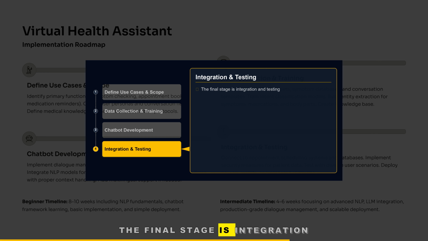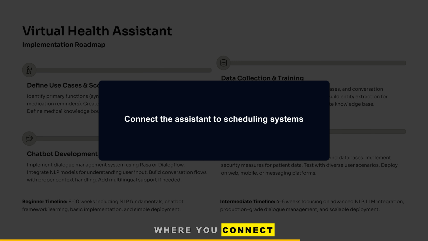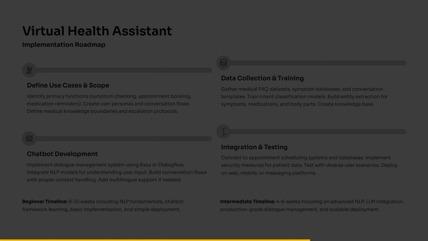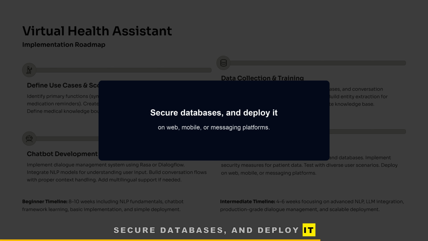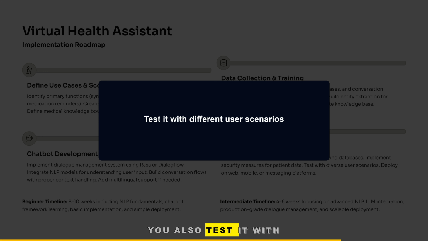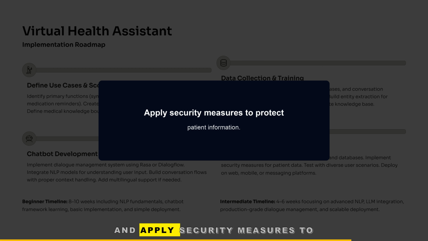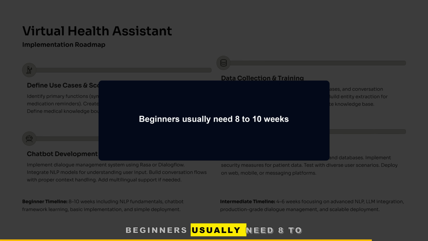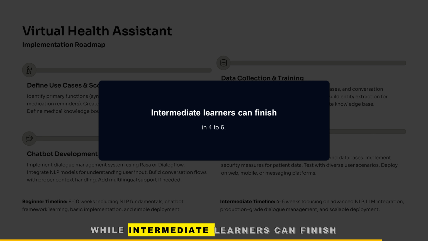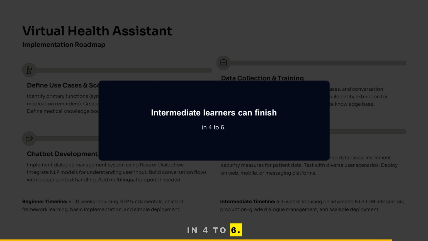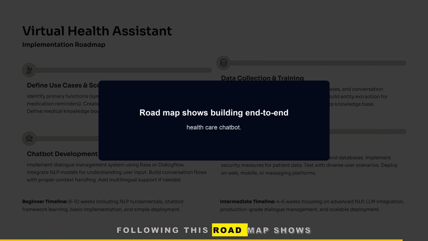The final stage is integration and testing, where you connect the assistant to scheduling systems, secure databases, and deploy it on web, mobile, or messaging platforms. You also test it with different user scenarios and apply security measures to protect patient information. Beginners usually need 8 to 10 weeks, while intermediate learners can finish in 4 to 6. Following this roadmap shows recruiters that you can build a real end-to-end healthcare chatbot.